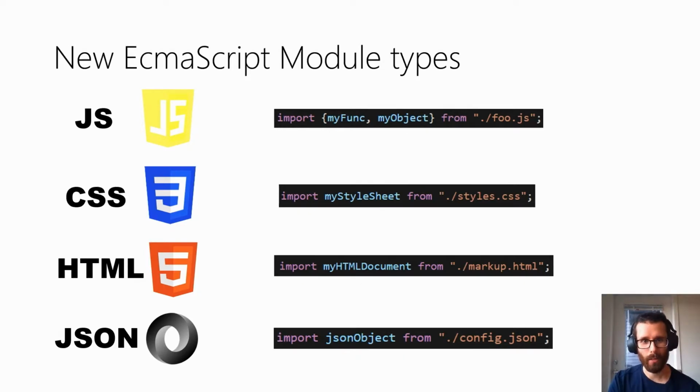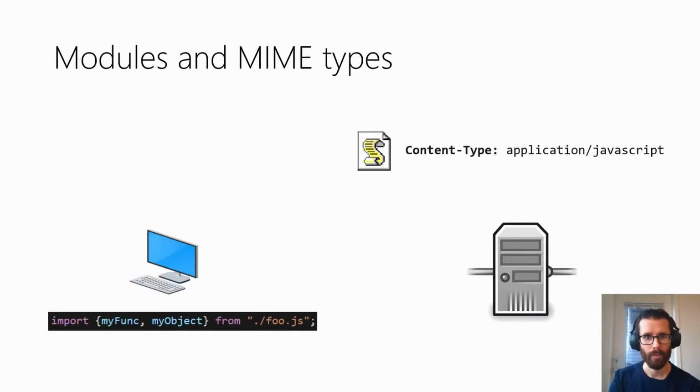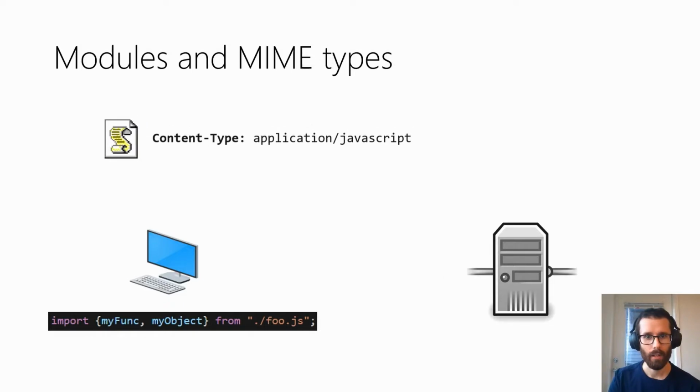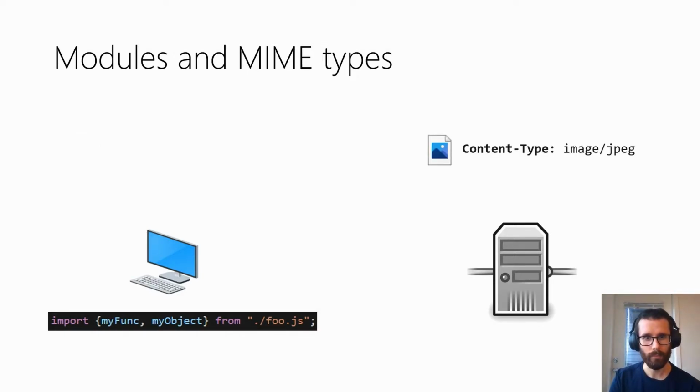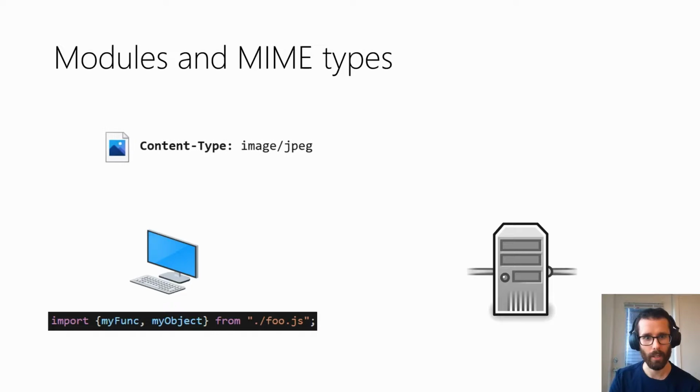To understand why, you need to know a bit about how ES modules use MIME types. When a module is imported, the server responding to the request includes a content type header indicating the MIME type of the response. The web platform checks this type, and if it is a JavaScript type as expected, it will execute the script. If something else is received, there will be an error instead.